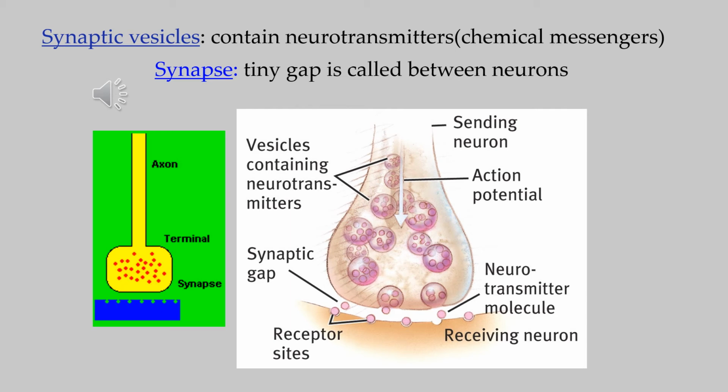Inside of the axon terminal, you'll see sacs that have little chemical messengers inside of them. These are called synaptic vesicles. When the action potential or impulse comes into the axon terminal, those synaptic vesicles are zapped and they're pushed towards the synapse or gap between the neurons. When those synaptic vesicles get to the gap, the chemical messengers or neurotransmitters are released.